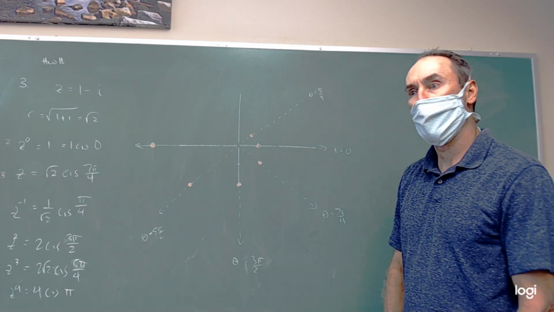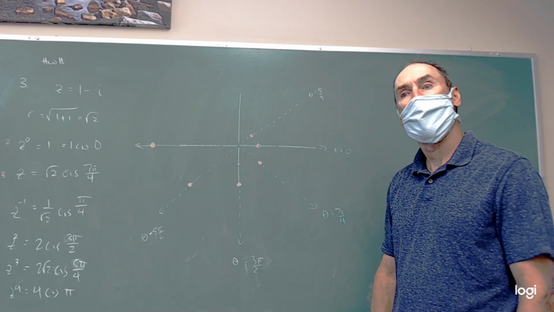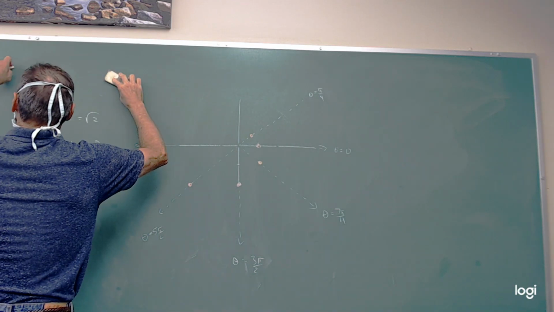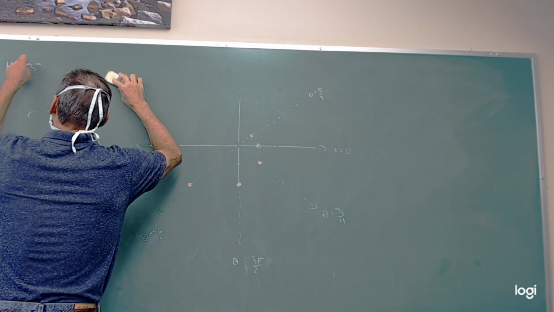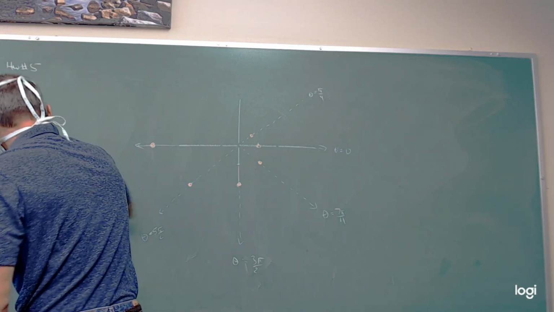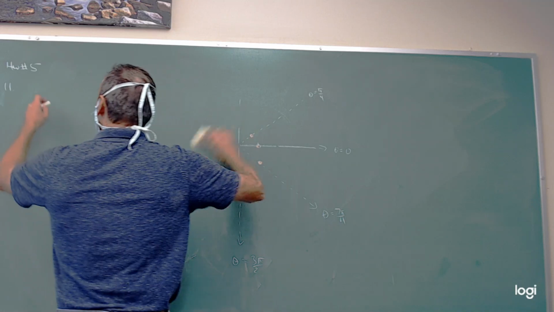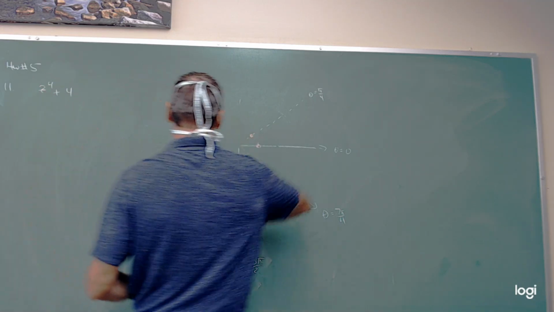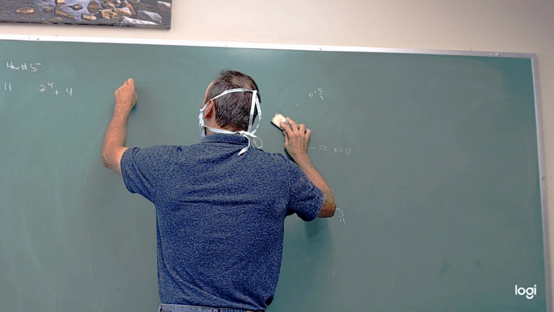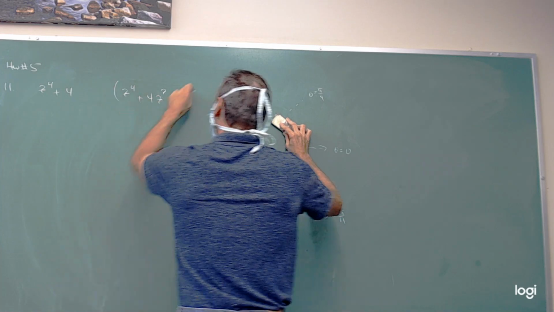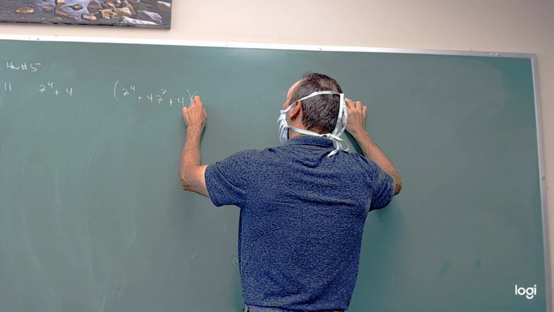Good question. Others? Number 11 on homework 5. Number 5, number 11. And you know what that is? Yeah. So factor z to the fourth plus 4 by writing it as z to the fourth plus 4z squared plus 4, all that in parentheses, and then minus 4z squared.